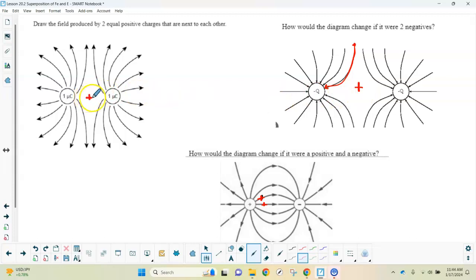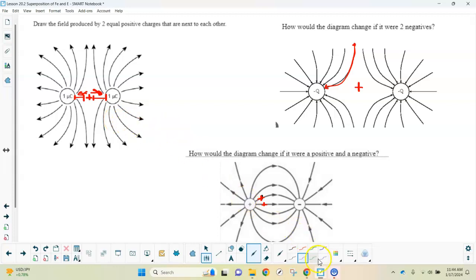So if I put a positive here, it's equally spaced. It should make sense that those forces are going to be balanced. So there's a force going to the right, a force going to the left, and they would be equal. So that's why the charge would just sit there. There's no net force and no electric field there.